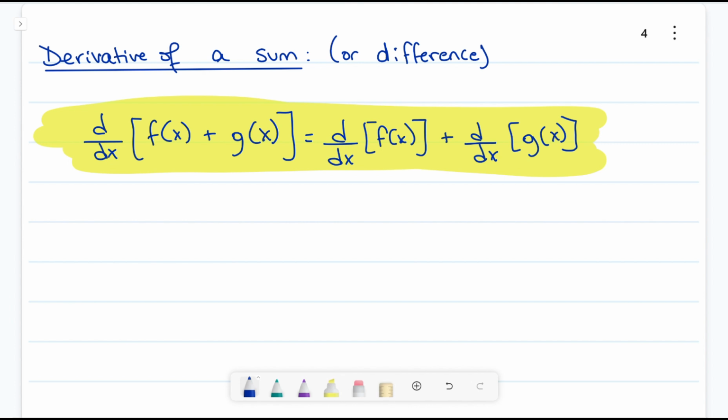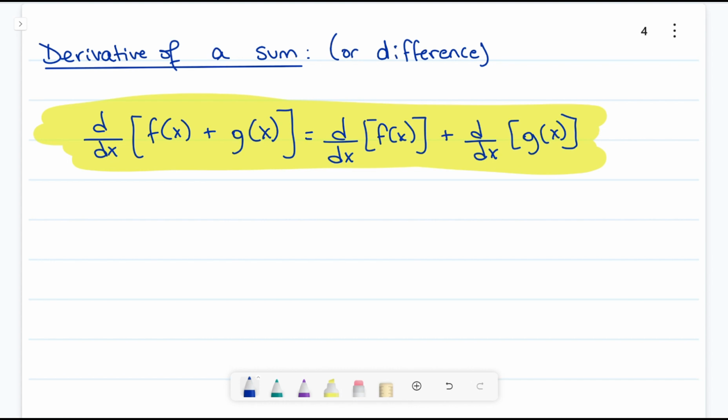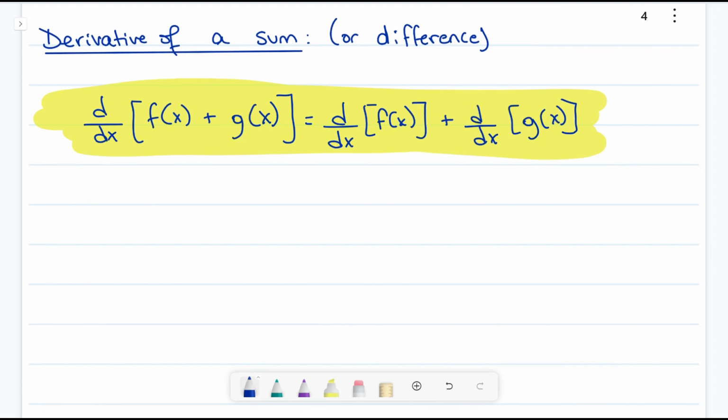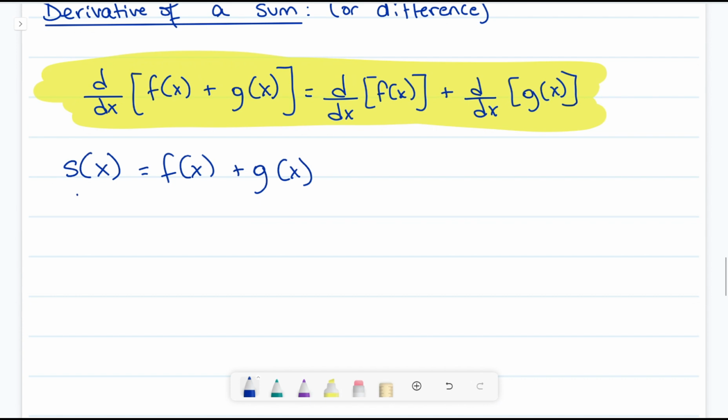Now let us learn about the derivative of a sum. First we will look at a sum and then we will make it more general in order to learn the proof of a derivative of a difference as well. So first of all, the derivative of a sum f of x plus g of x is the derivative of f of x plus the derivative of g of x. So in order to prove it, I will define a function s of x to be f of x plus g of x. So the derivative of s of x is equal to the derivative of f of x plus g of x.